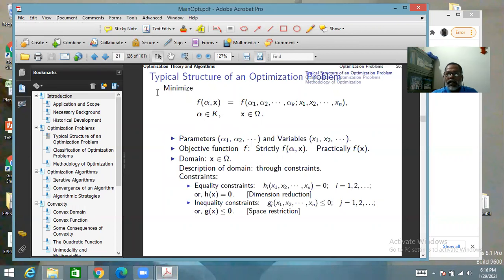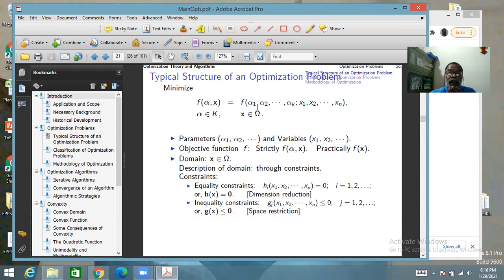So, the typical structure of an optimization problem is like this, in which you have to say minimize what. It could be maximize also, but most of the theory is developed with the intention of explicitly minimizing something. So if some objective function appears which needs to be maximized, then you simply say minimize its negative. So typically you will be formulating a problem as minimize a function of alpha and x, in which alpha is in some domain and x is in some domain.